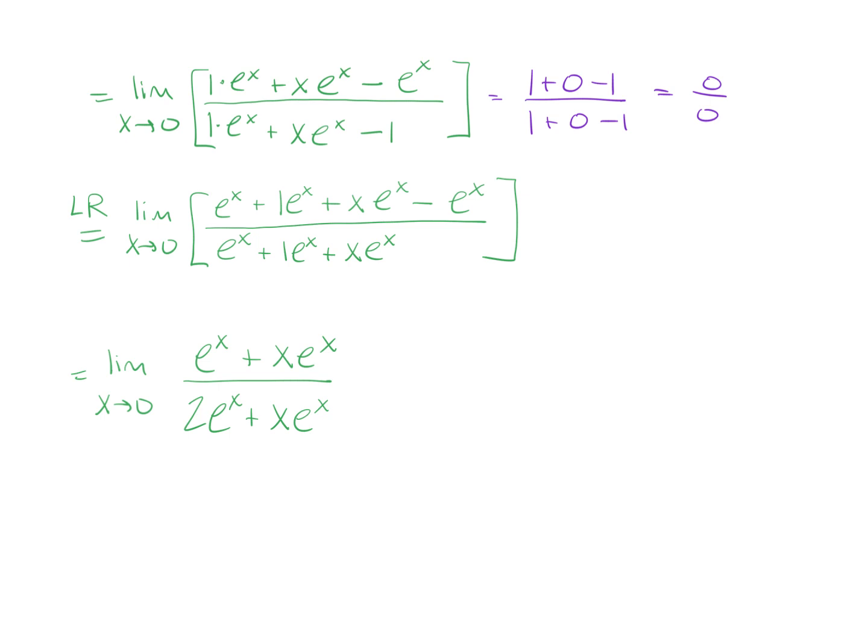And now, if I try to plug in 0 for my x's, I get e to the 0, which is 1, plus 0 times 1, which is 0, over 2 e to the 0, so that's 2, plus 0, which is a half.